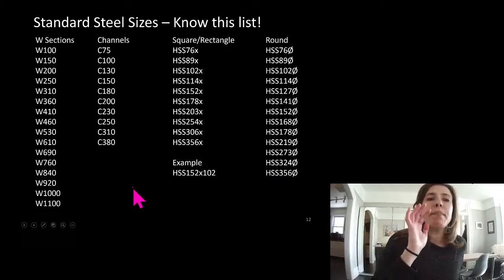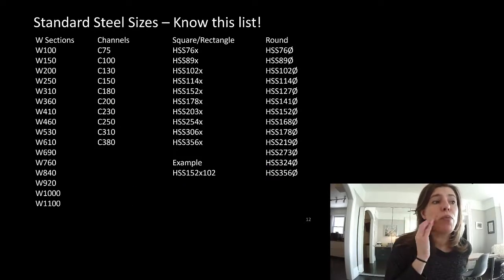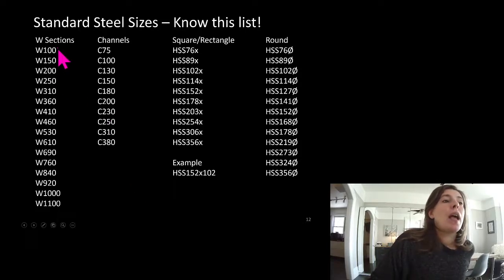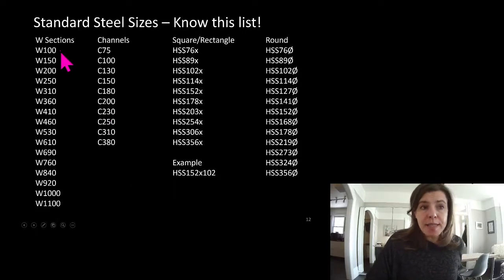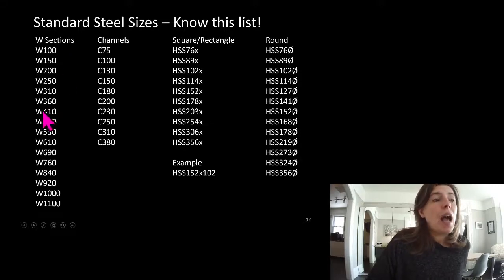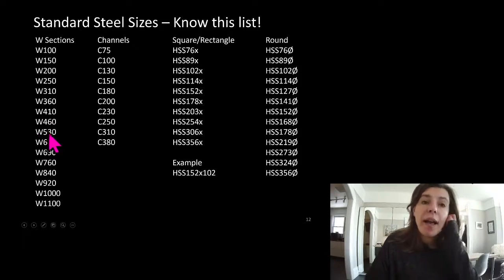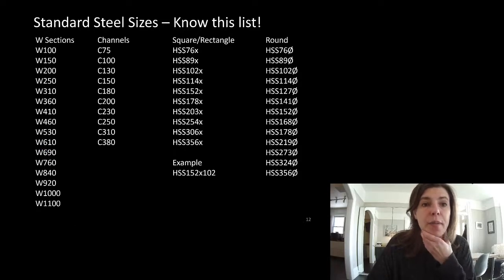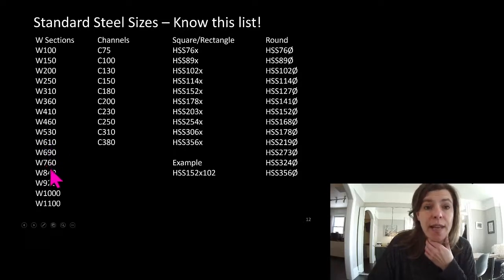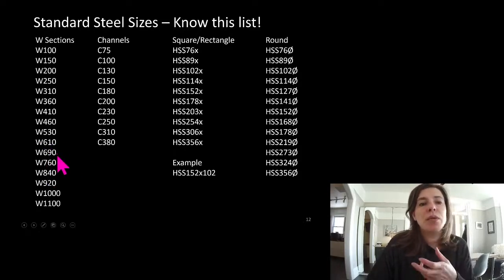So you don't need to memorize this list, but you should be referencing it when I'm asking you these questions. If I say, how deep does a steel beam need to be? I am asking for W360 or W530. I am looking for information that tells me it's going to be around this depth. Now, these are not the final depths, but they're pretty darn close to this deep.